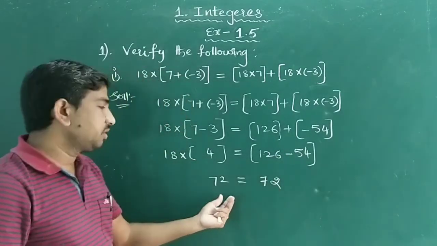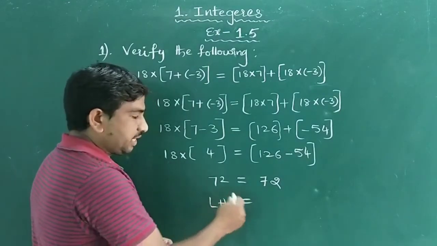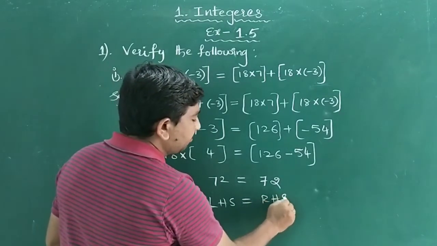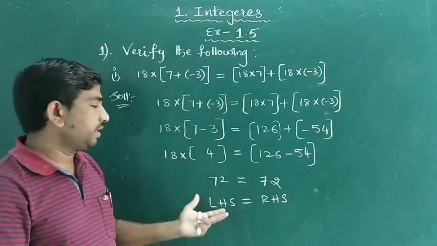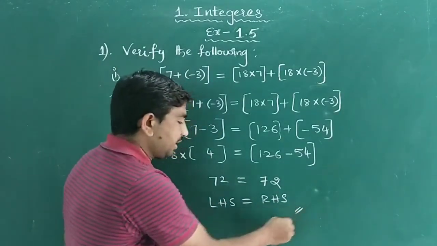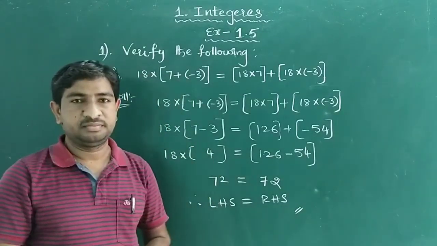See that? 72 is equal to 72. Here the LHS value, the left hand side value, and the RHS value are both the same. So this is the verification of the first one. Verification completed, LHS equals RHS. Therefore LHS equals RHS. This is the first problem.